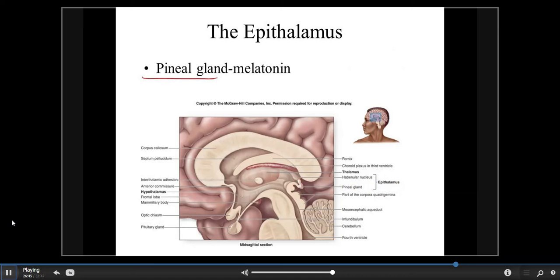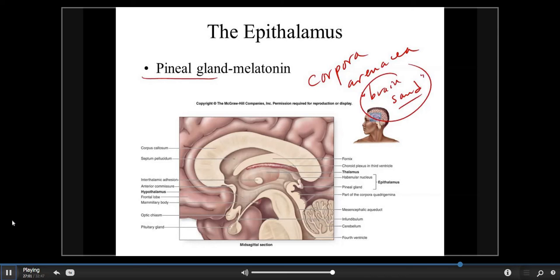Also, we have a tendency, all of us, as you age, to develop what's known as corpora arenacea. That's a fancy term that describes what's known as brain sand that you can see under light microscopy when you're looking at a pineal gland. And it's not really known what the purpose of that is.